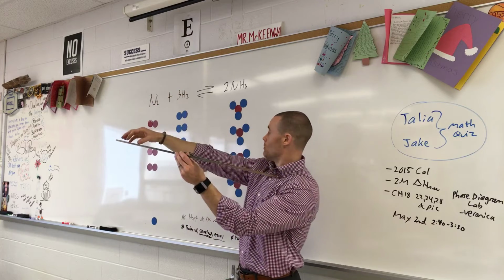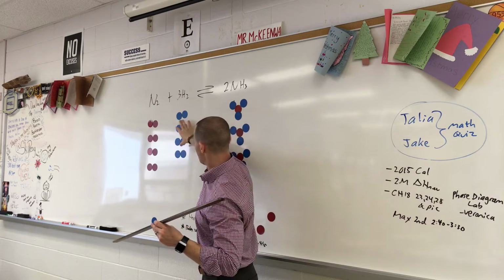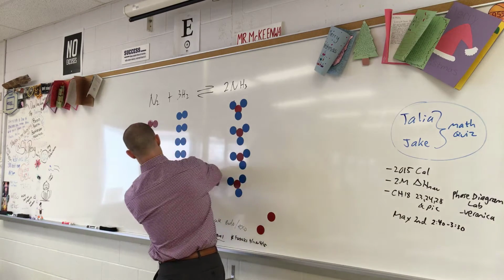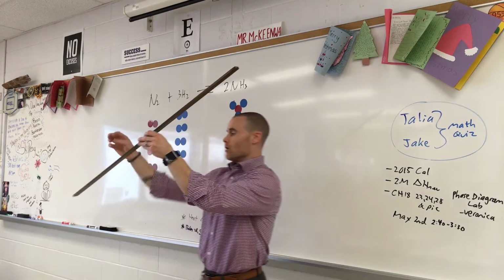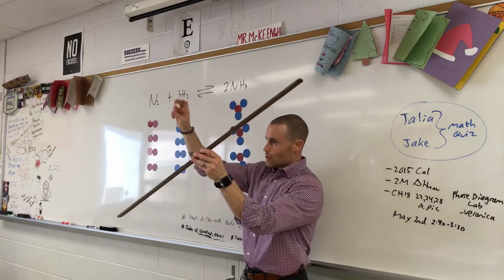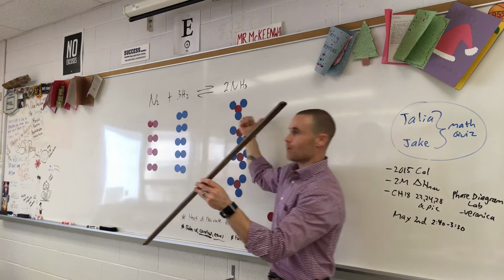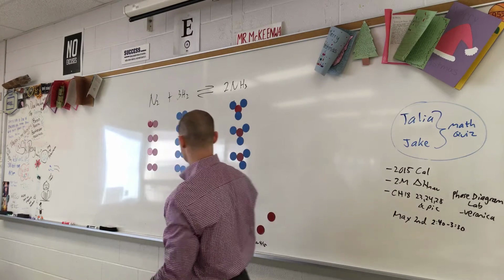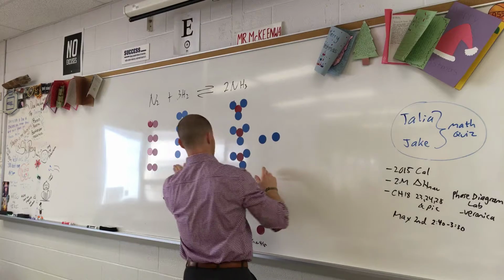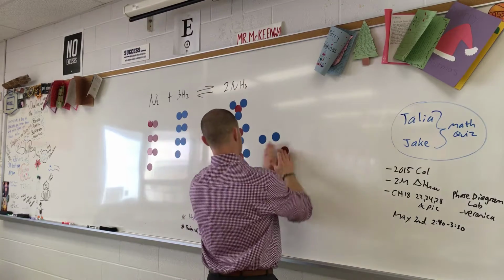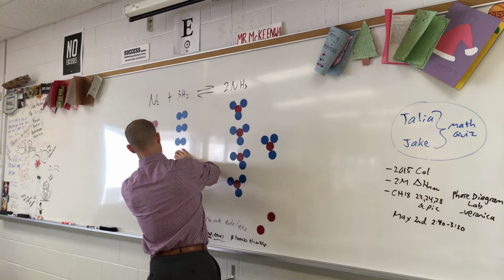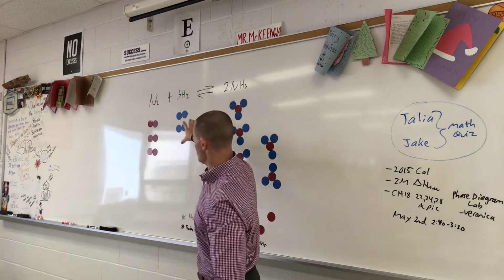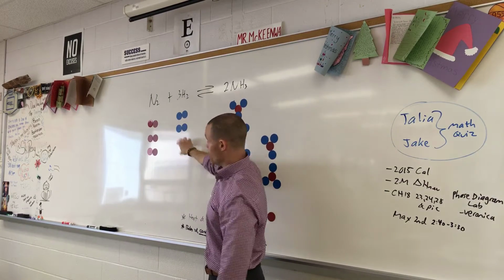So if we add H2, that's like adding more of the blue ones. Let's say I add 1 more blue one. So if I add more blue, the H2, now this side's too heavy. So what has to happen is I need to make more products to balance that out, to give it back to equilibrium. So I need to take 3 of these and 1 of these to make another ammonia, and actually that's not going to work, so now we have to do that.